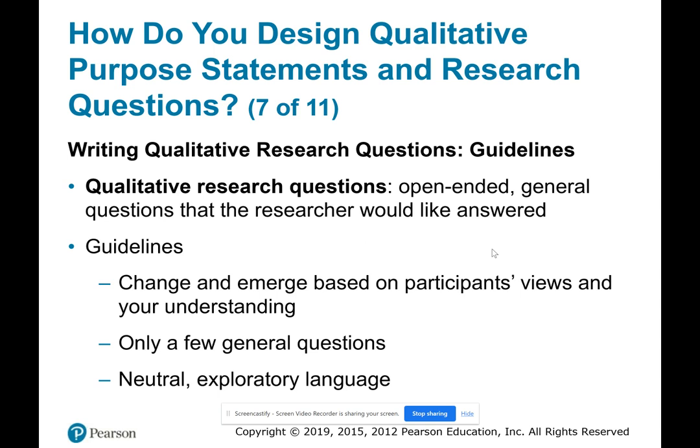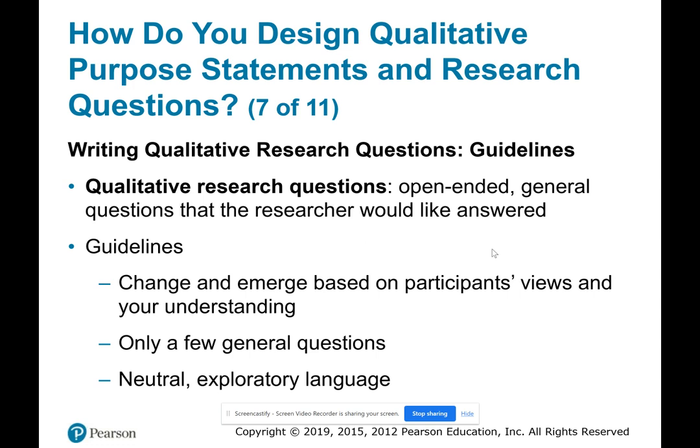Qualitative research questions are open-ended, general questions that the researcher would like answered during the study. Guidelines for writing your research questions. Number 1. The questions will change and emerge during the study based on participants' views of the central phenomenon and your deeper understanding of it.